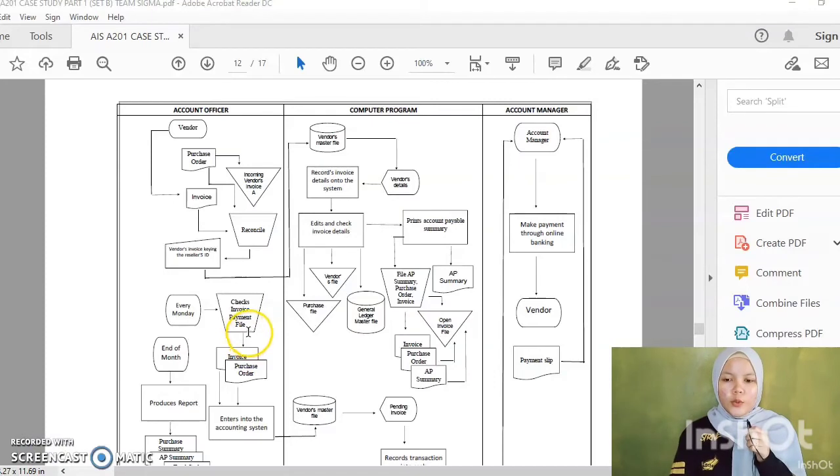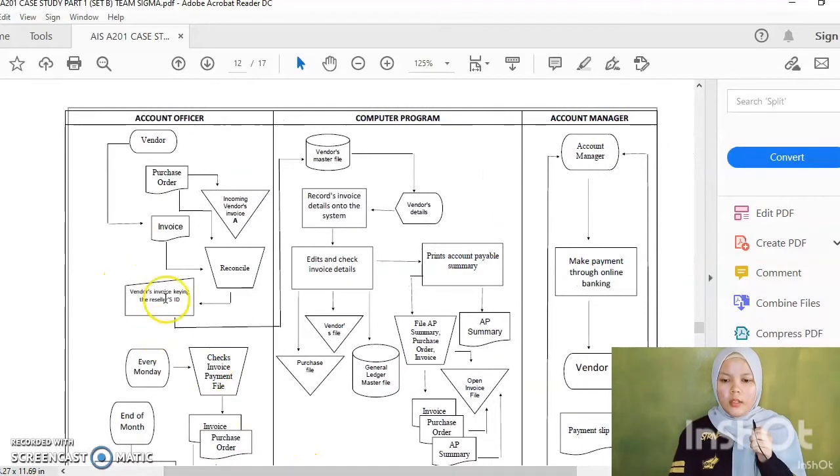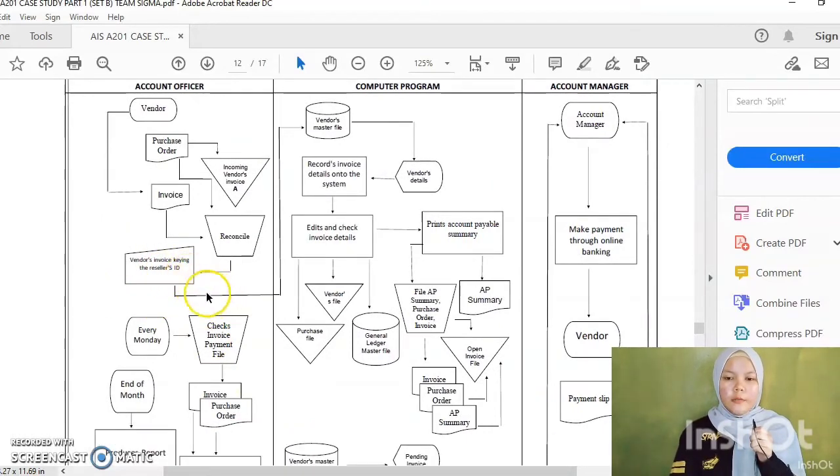Okay, next, flowchart cash disbursement. There are three internal entities, which are account officer, computer program, and account manager. For account officer, from the vendor, he takes out the invoice and then reconciles it into the vendor's invoice, keying in the reseller's ID, and then it goes to the vendor's master file.